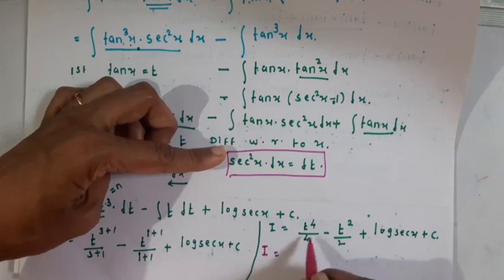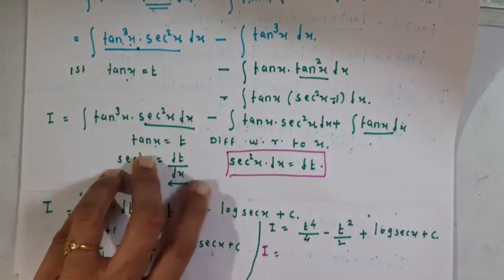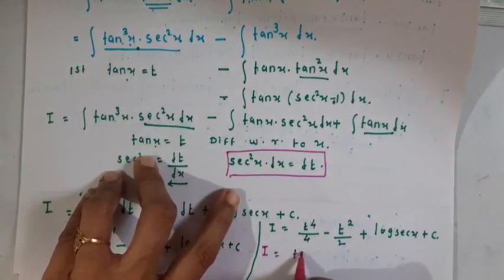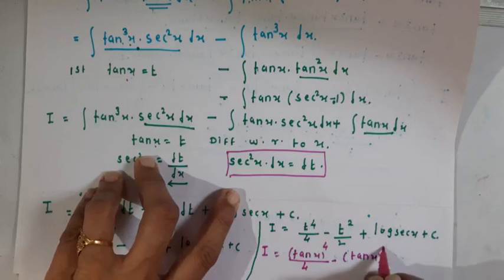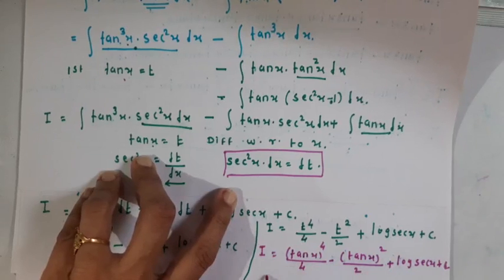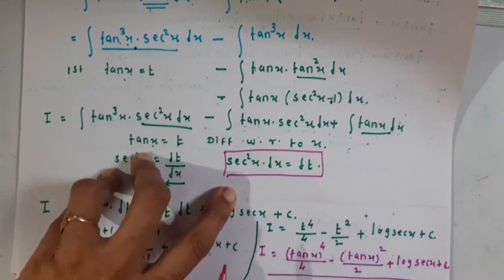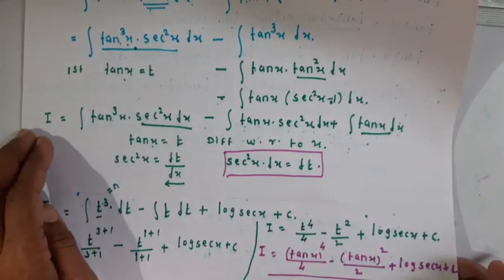And for our final answer, we substitute the value of t. What is the value of t? t is tan x, so we get tan of x raised to 4 upon 4 minus tan of x raised to 2 upon 2 plus log of sec x plus the constant of integration c, and this is our final answer. Okay students, in this way we have to solve the problem.